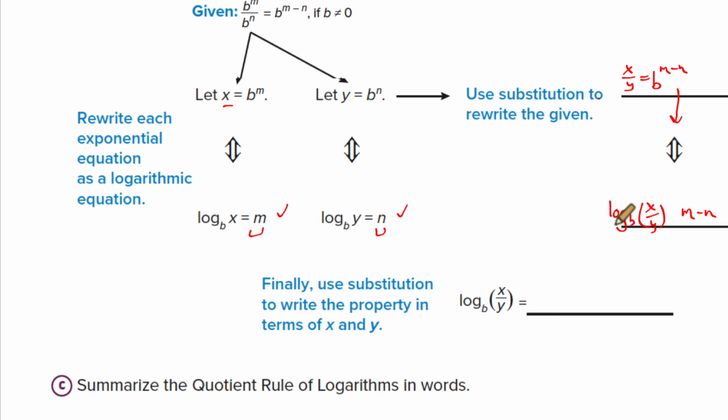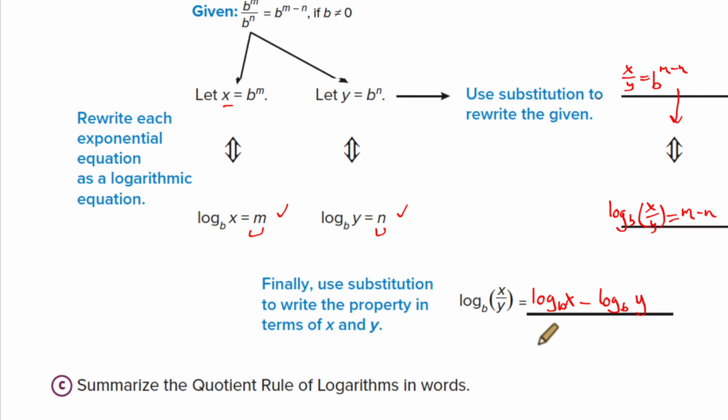And now finally we're going to use substitution. We're going to take the m and plug in what it's equal to. We're going to take the n and plug in what it's equal to. So log base b of x over y equals m, which I have over here. So I'm going to write it as log base b of x minus, and now I write n. N is log base b of y.